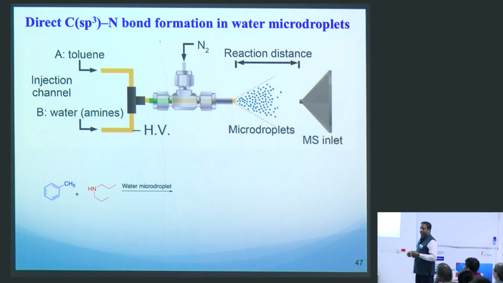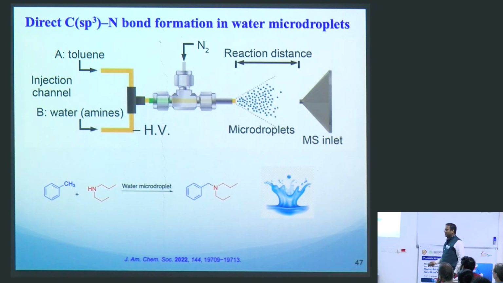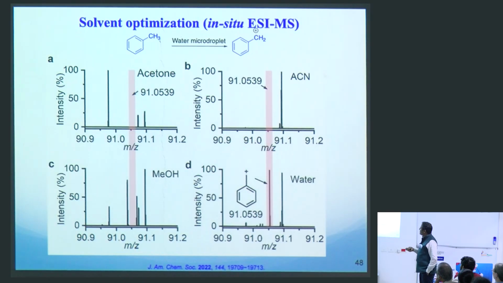So for that case we designed a setup where toluene is taken in one channel, and water and amine, which is the nucleophile, are taken in another channel and mixed here. Once mixed, and by applying pressure, we are able to get the products, carbon-nitrogen bond formation products. In the food industries, the benzylamine compound is used as a disinfectant, one of the disinfectants commercially available. We are able to make it.